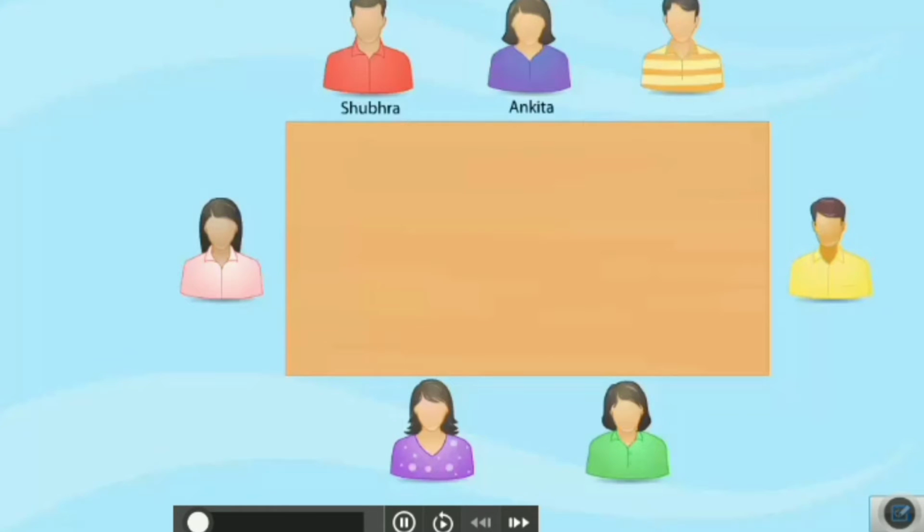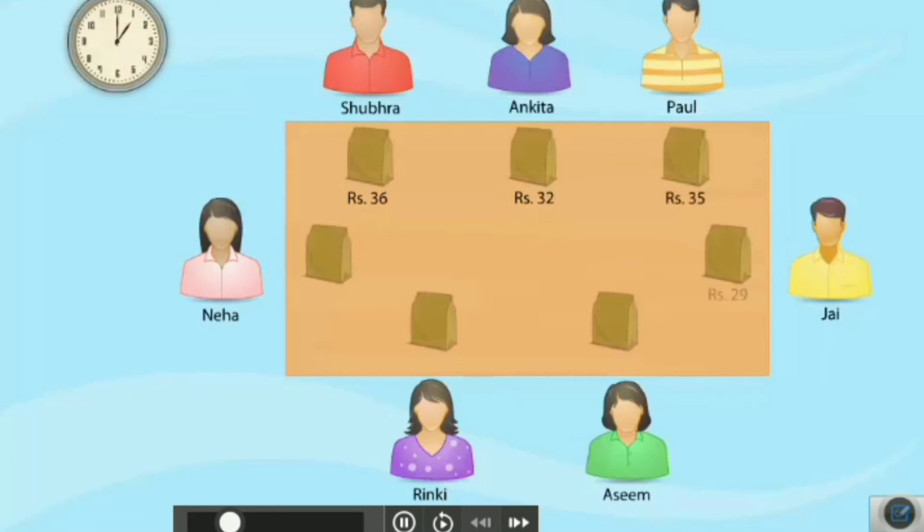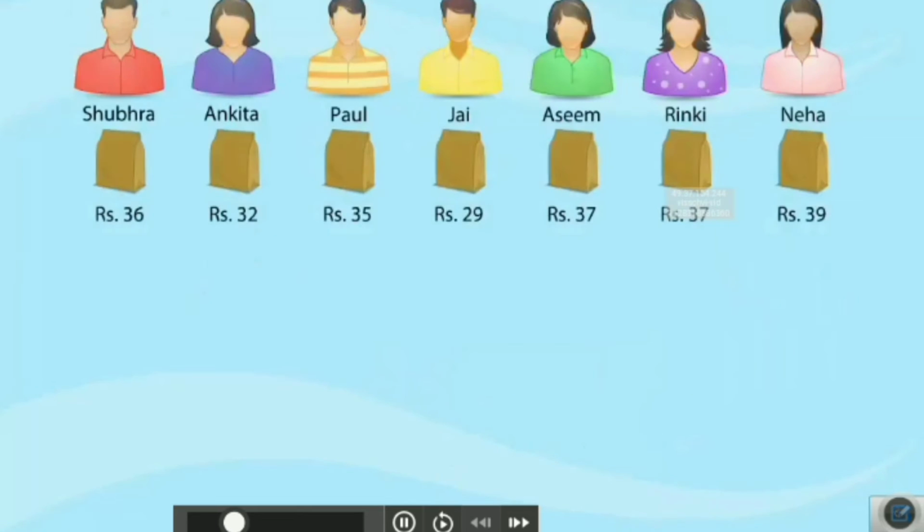Shubhra, Ankita, Paul, Jay, Asim, Rinki and Neha are colleagues who work together in an office. During lunchtime, one day they decide to order food from outside. Each of them paid some amount of money towards the bill.